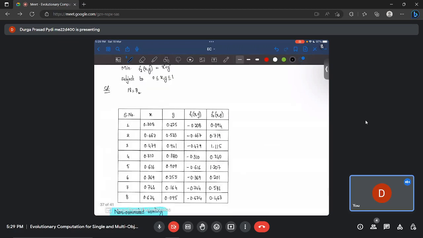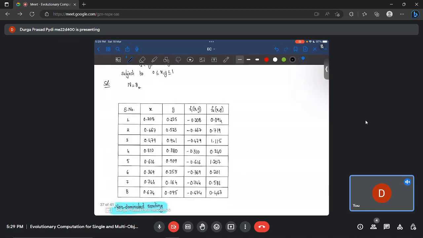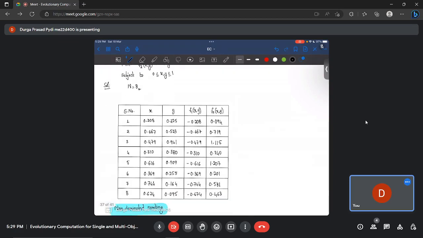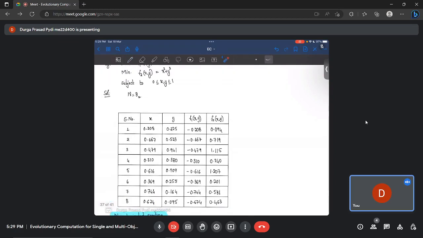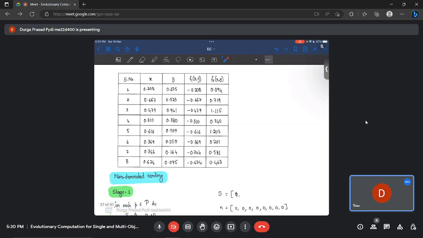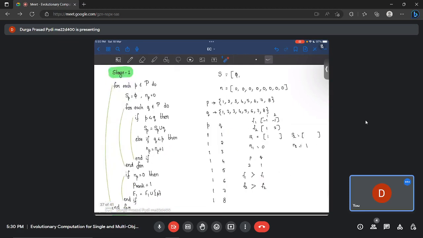The first step is to initialize your population. These are some random initializations, and you get the values of x. Next you evaluate the objective function values for all these x and y. When you substitute, these are the values I get for f1 and f2. f1 is essentially minus x, so f1 will be the negative of x, and f2 is essentially x square plus y square. Once I evaluate the function values, the next step is the sorting, basically when you want to assign the fitness.